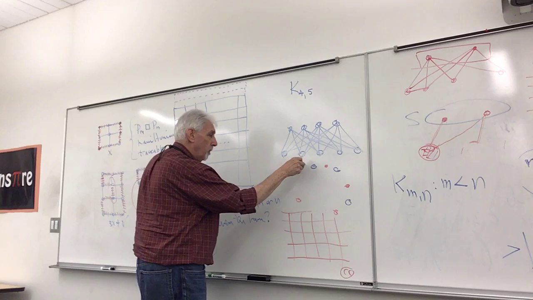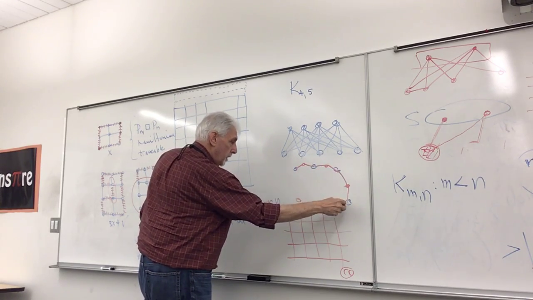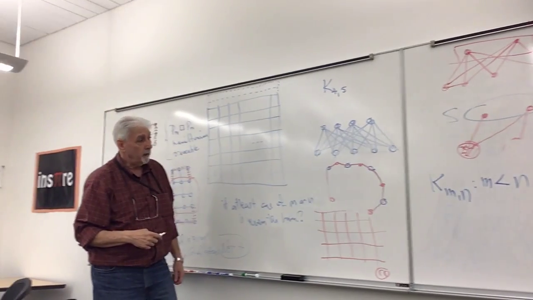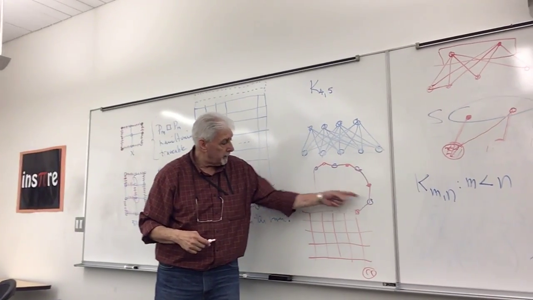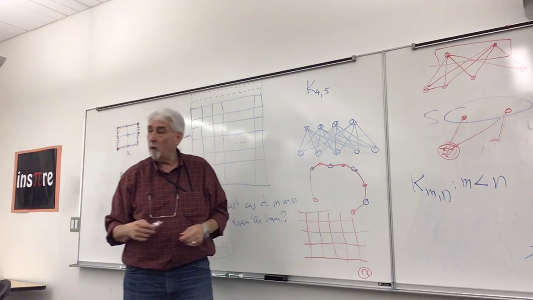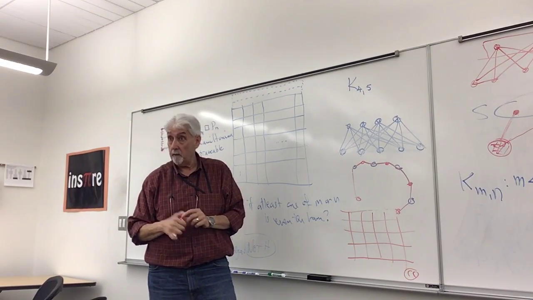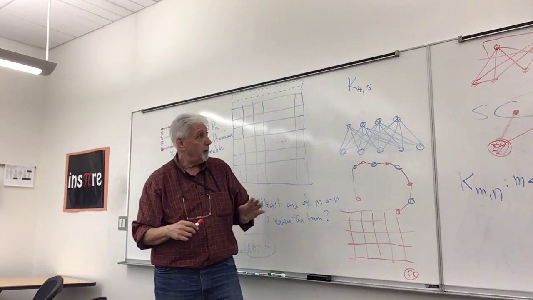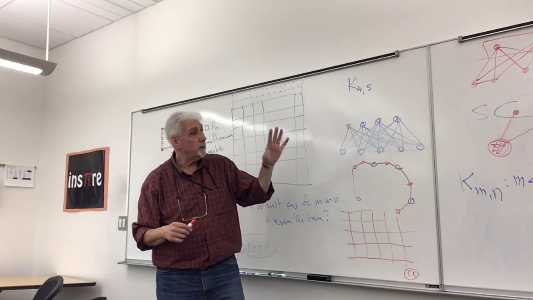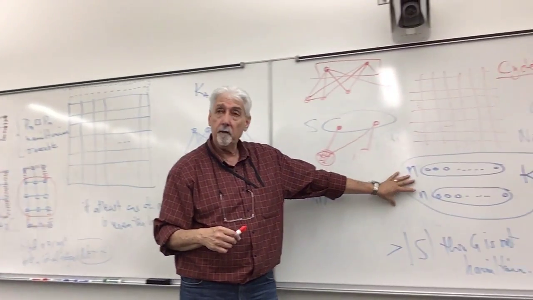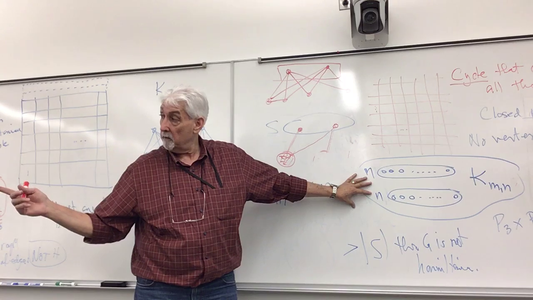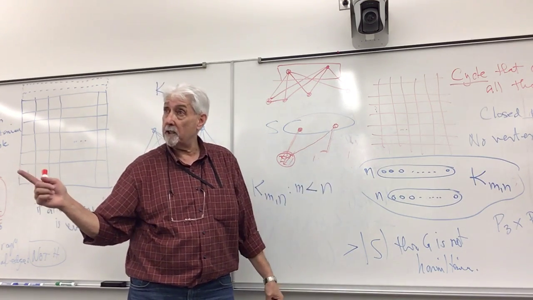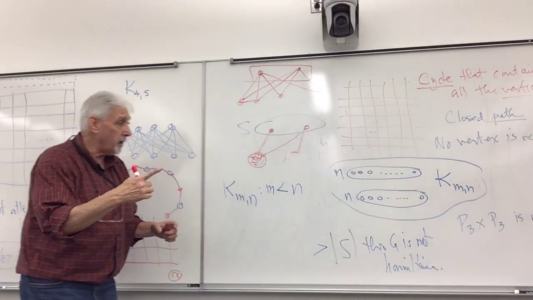One more time, blue only goes to red, and red doesn't go to red. So if I remove 4 vertices and I have 5 pieces, there's no way that I can have a Hamiltonian cycle. Okay, so in general, for K_{m,n}, for it to be Hamiltonian, m and n must be the same.